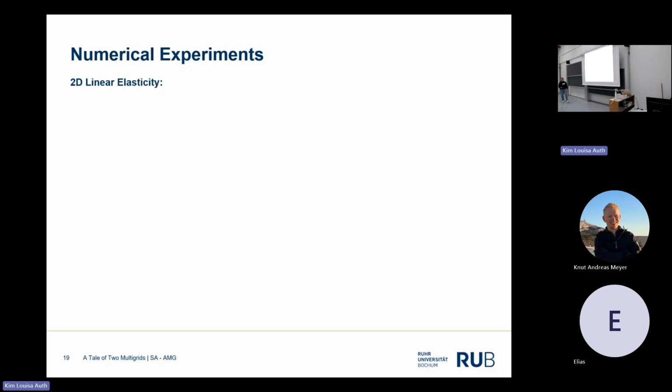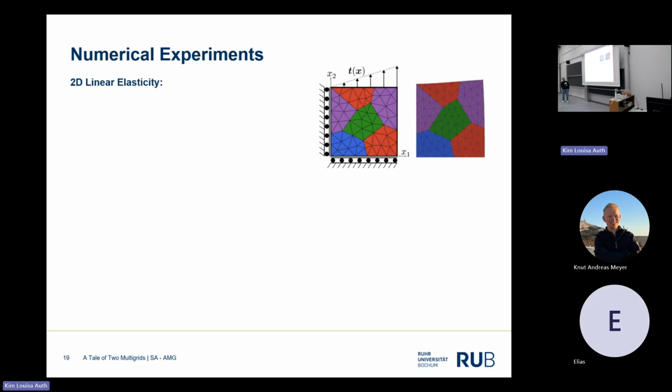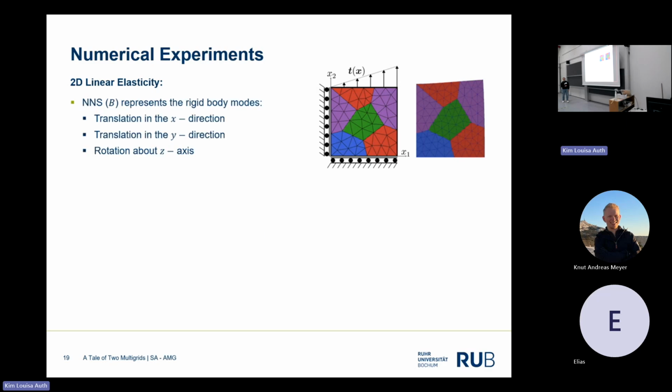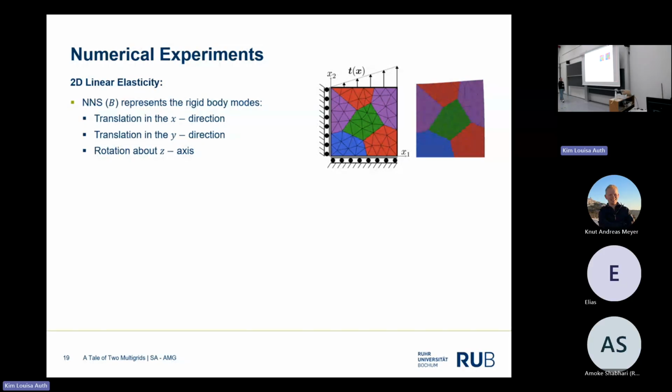So we consider the same 2D linear elasticity in Ferrite. And here the near null space is basically the rigid body modes, because these are the low energy modes in the system, and this is a 2D problem. So the low energy modes will be the translation in the X direction, translation in the Y direction, and rotation about the out-of-plane axis, which is the Z axis.